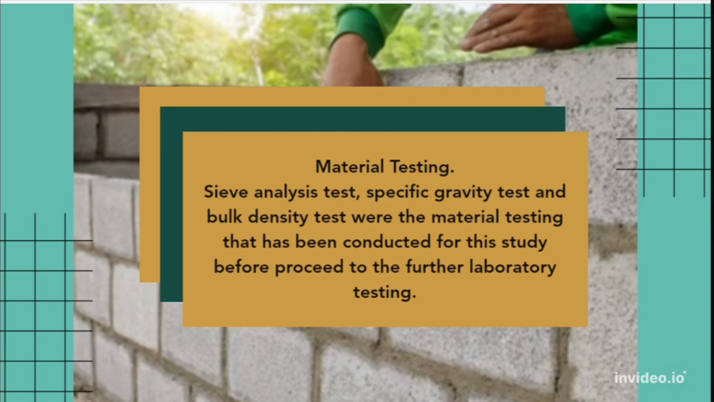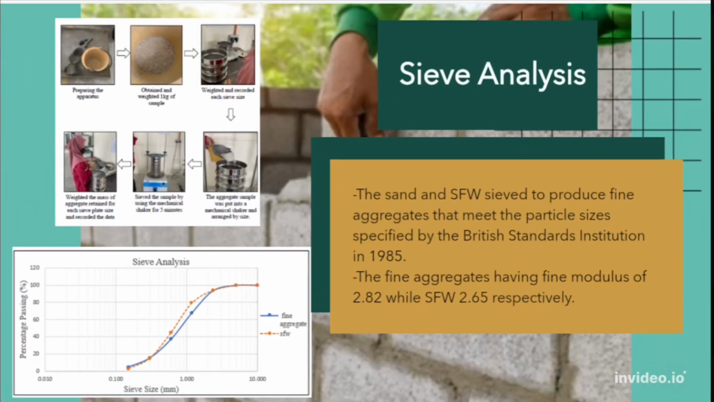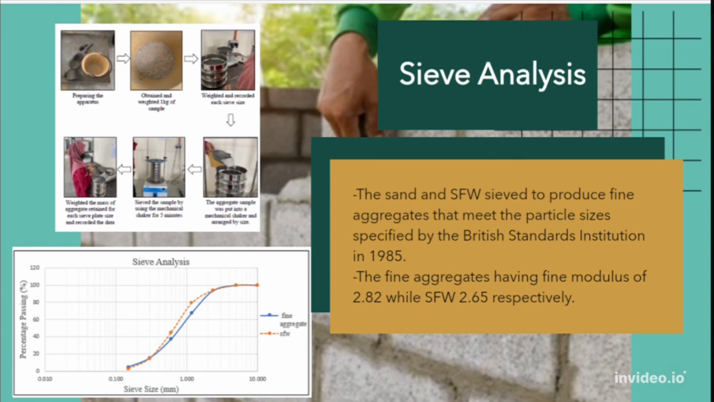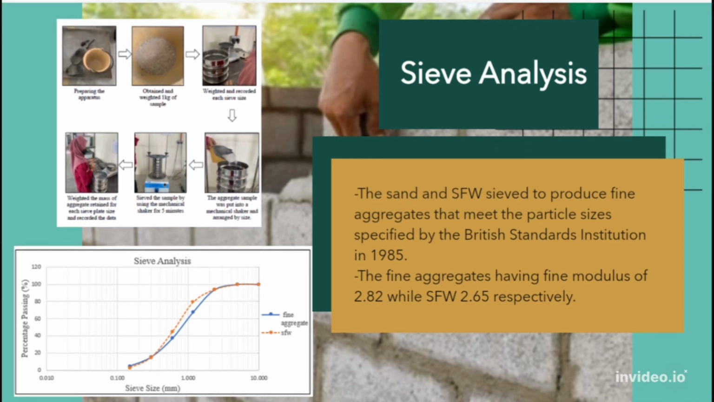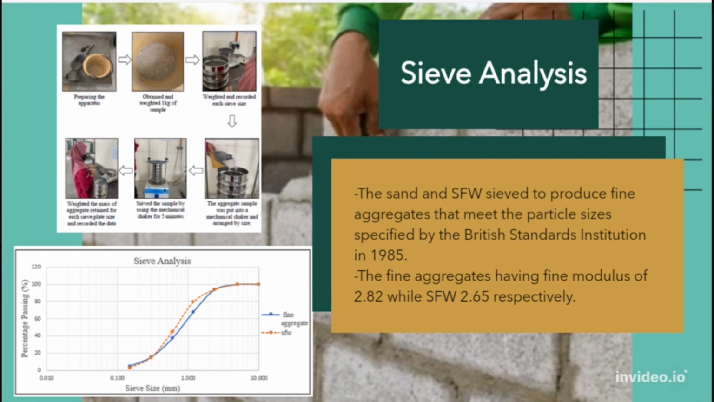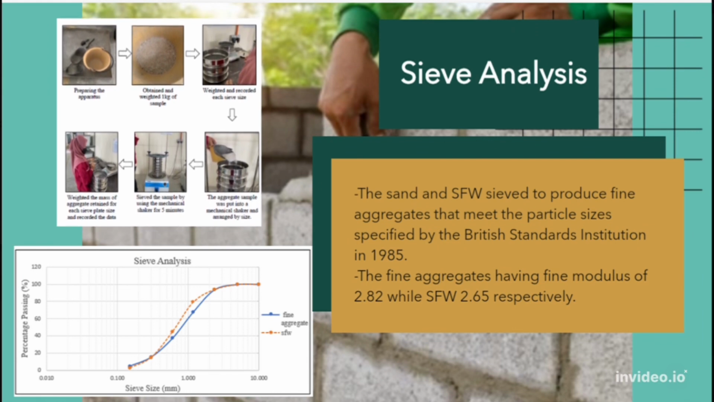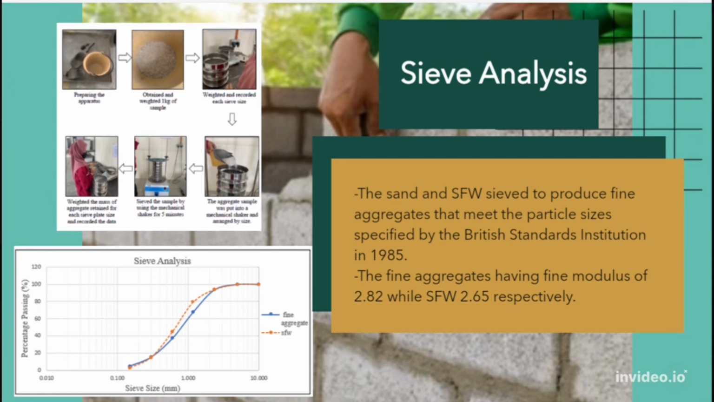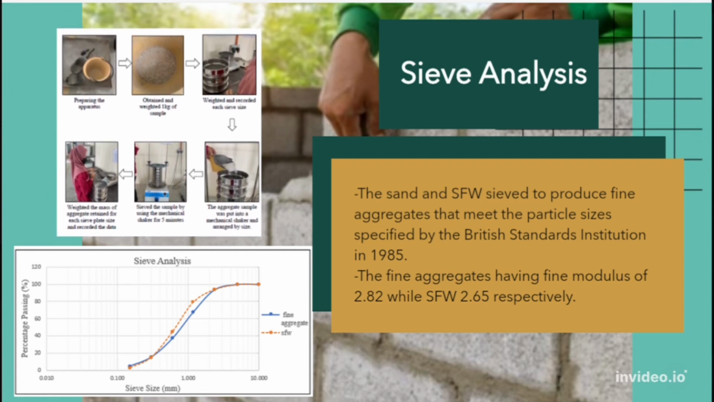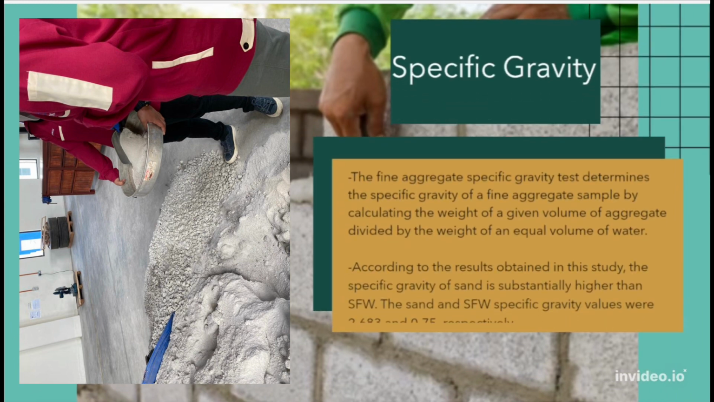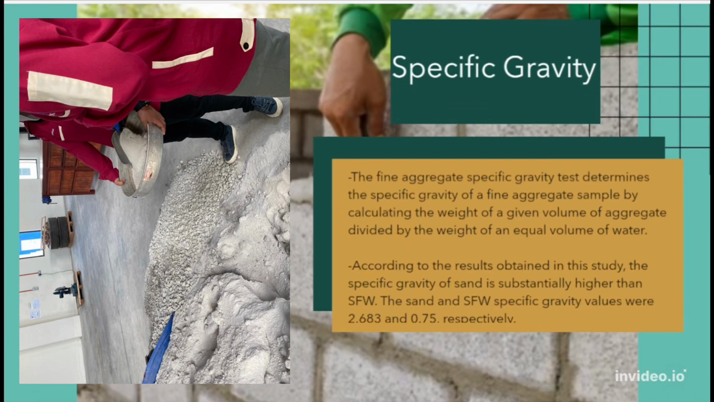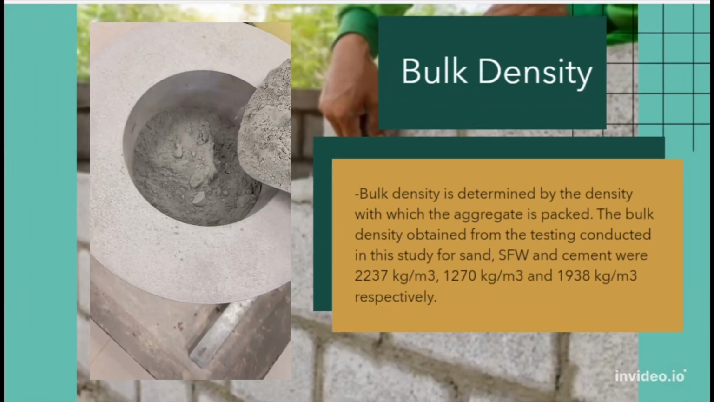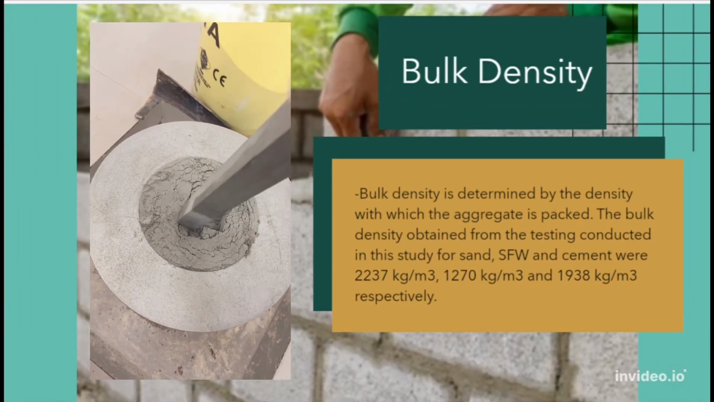Let's move to the three material tests before proceeding to the further laboratory testing. The first is sieve analysis, to produce fine aggregates that meet the particle size for both sand and SFW. The result shows the SFW has potential as a replacement in cement bricks, since the fineness modulus for SFW and fine aggregates are almost similar. The second material test is specific gravity. The result shows the specific gravity of sand is higher than SFW. The third is bulk density; the video shows the process of bulk density testing.